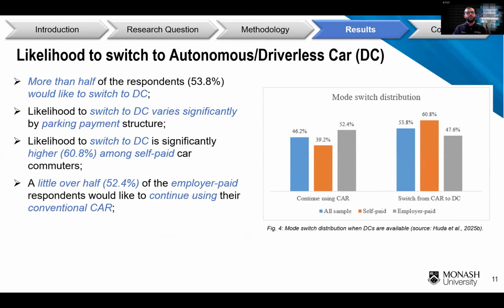At a disaggregate level, we find something interesting. We found that the parking payment structure has a significant influence on this willingness, as you can see from the graphs here. Self-paid parking commuters have a significantly higher likelihood, 60.8%, compared to employer-paid commuters, at 47.6%, who would like to switch in the mode choice distribution.